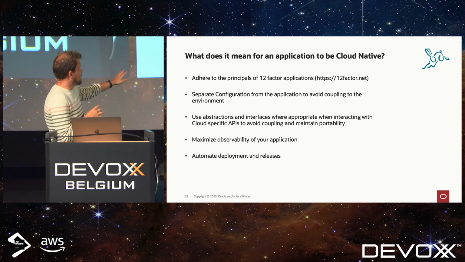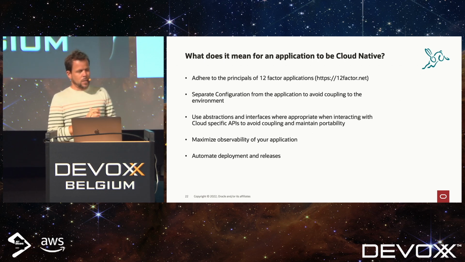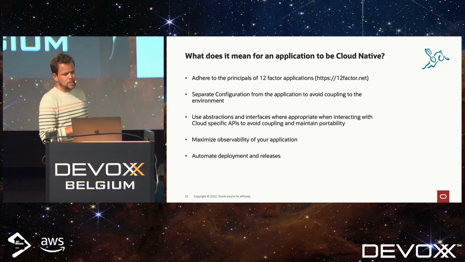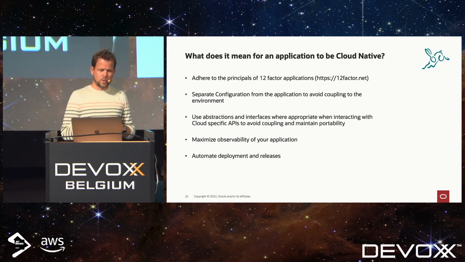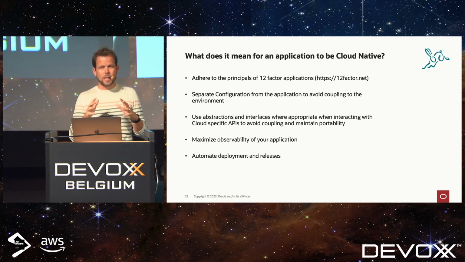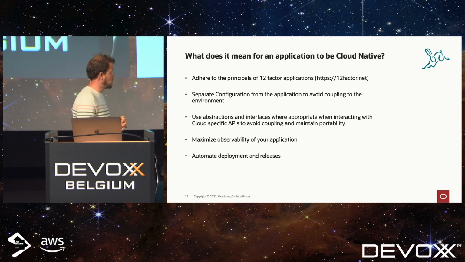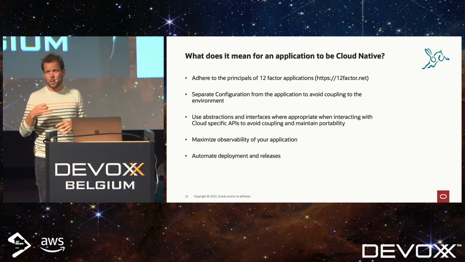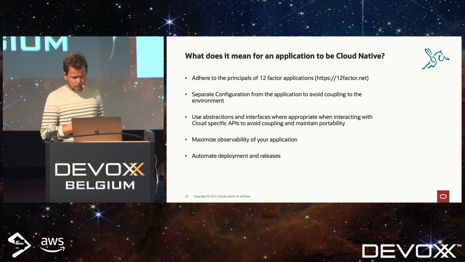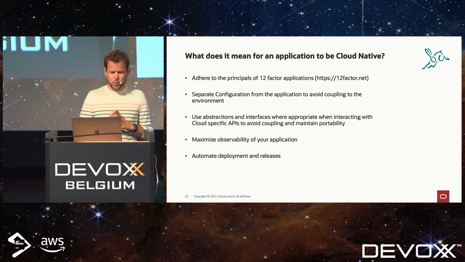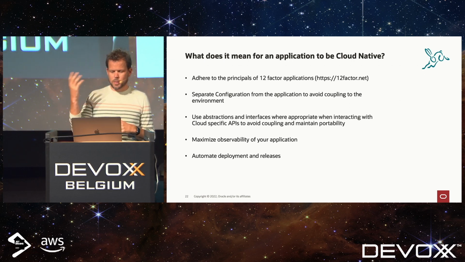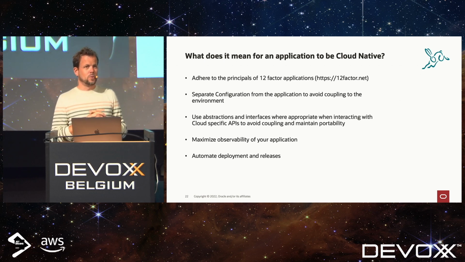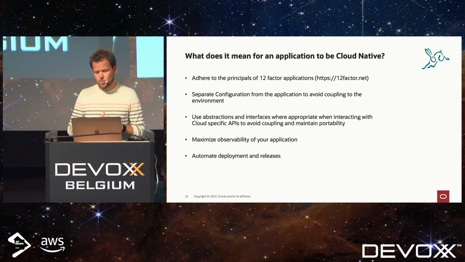And another thing it means to be cloud native at the application level for me is to maximize the observability of your application. Observability is critical when you're building microservices, to be able to get insight into the way your application is functioning, whether it be metrics, tracing, or any kind of insight into the functioning of your application. And it's important to be able to automate deployment and releases, right? So I mentioned CI/CD pipelines. You should use those, and you should do continuous deployment, right?